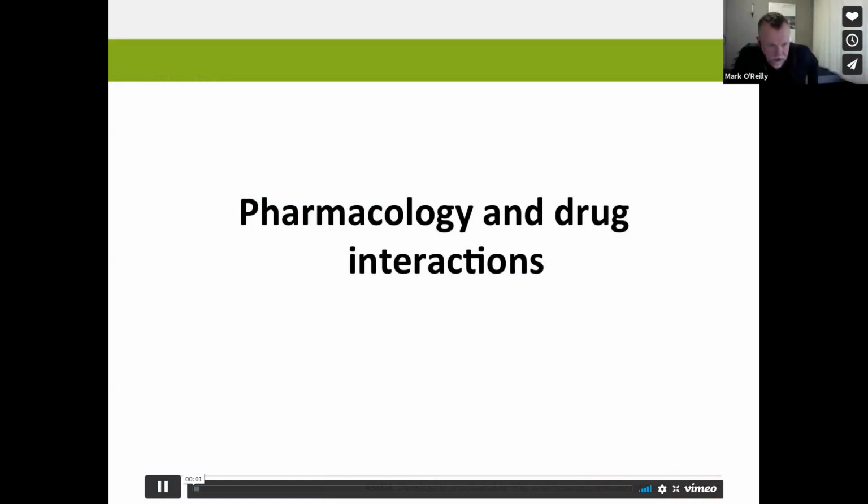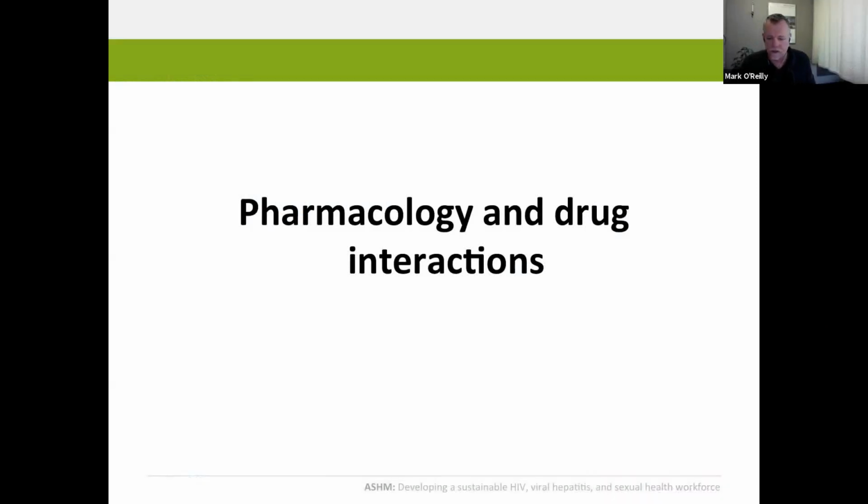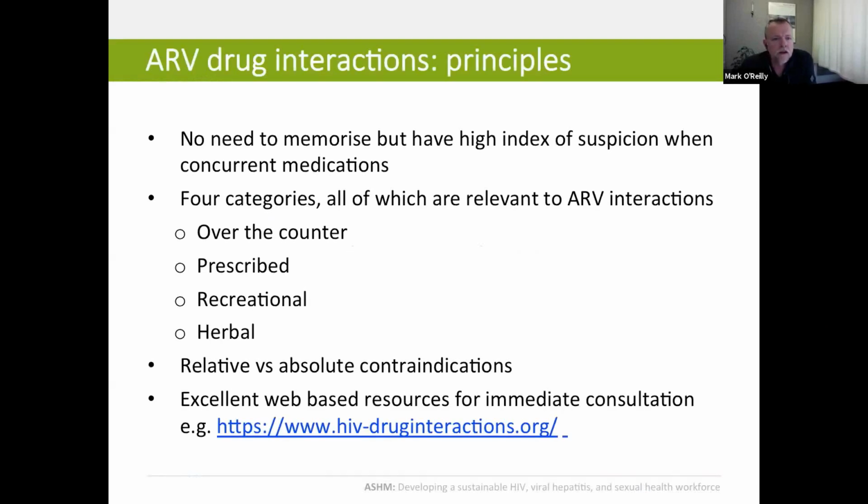So for the next part of today's talk, we'll turn to some pharmacology and discuss some drug interactions. You don't need to memorize all the drug-drug interactions, but it's really important to be thinking about the potential for drug-drug interactions all of the time. Some of the HIV drugs will interact with each other, but also people will be taking many medications which will interact with their HIV drugs.